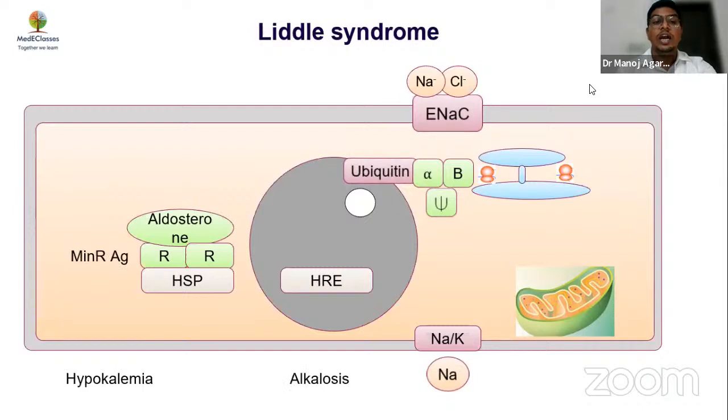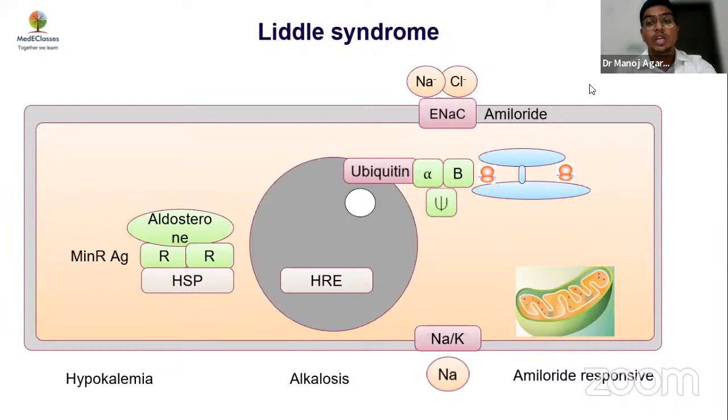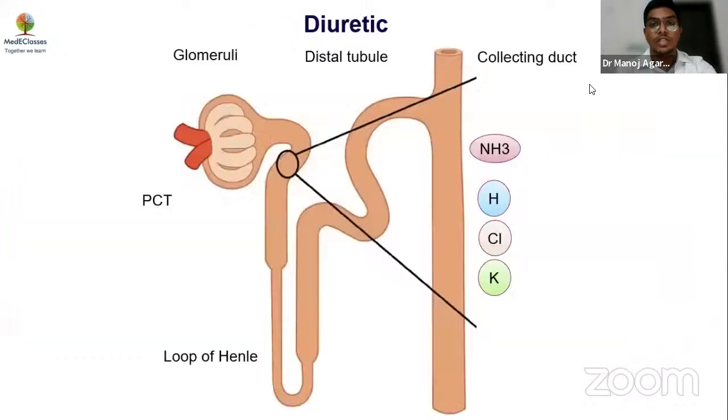In this condition, aldosterone is normal. So giving a mineralocorticoid receptor antagonist will not work. For treating this condition, we need to start this patient on amiloride. This is the most important identification. So this patient may not respond to a mineralocorticoid antagonist like spironolactone, and amiloride is the only treatment option for this condition.